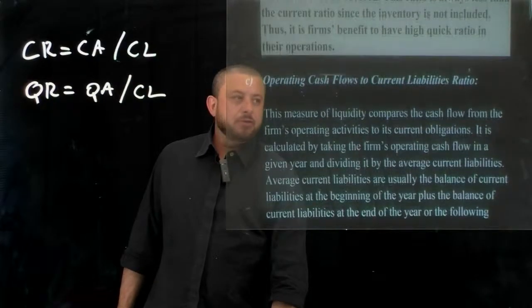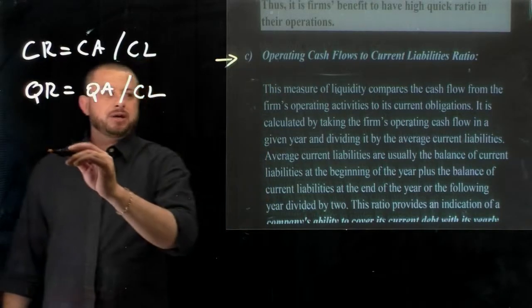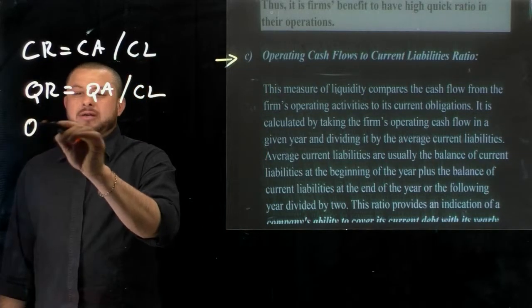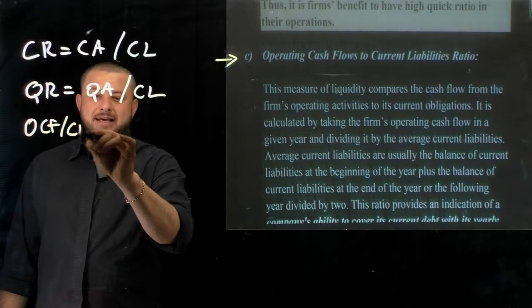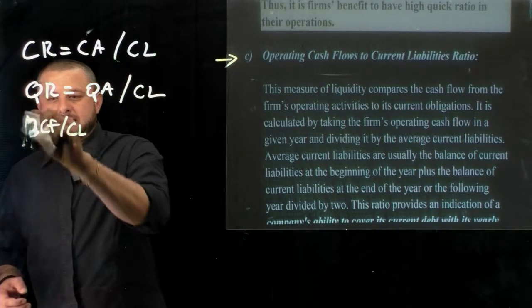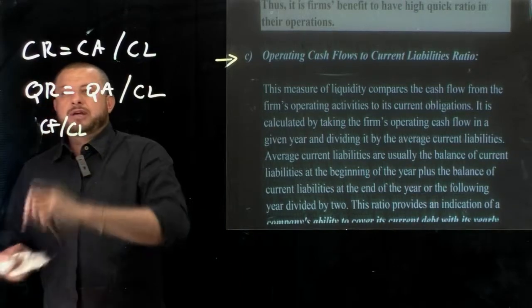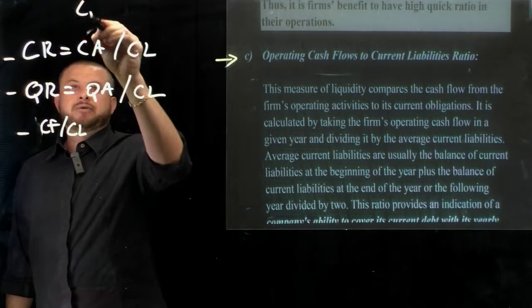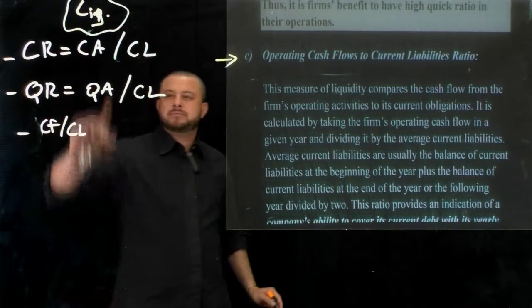Guys, operating cash flows to current liabilities ratio is another liquidity ratio we have right here. OCF to current liabilities ratio, or CFCL. Let's just make it a little simpler. CFCL is another ratio we have under liquidity.